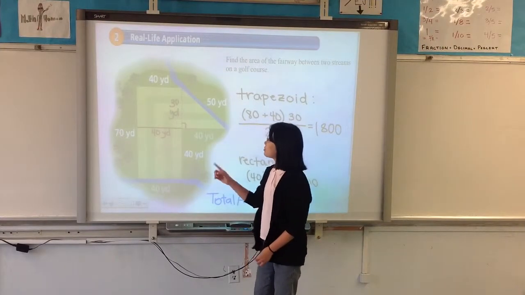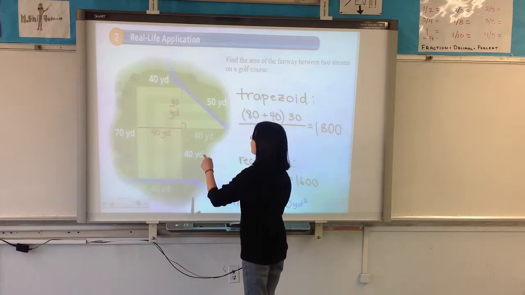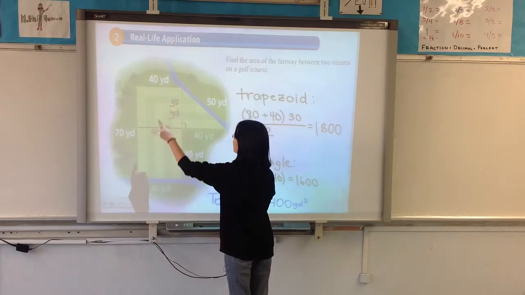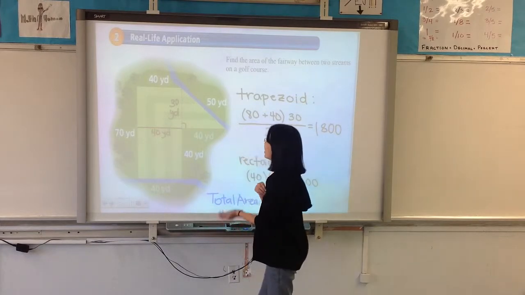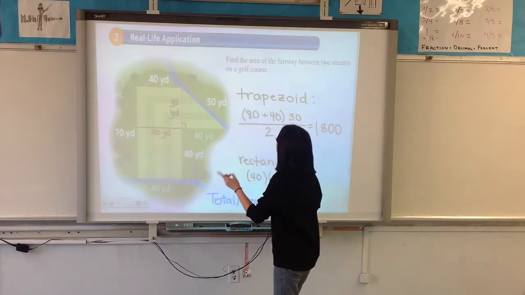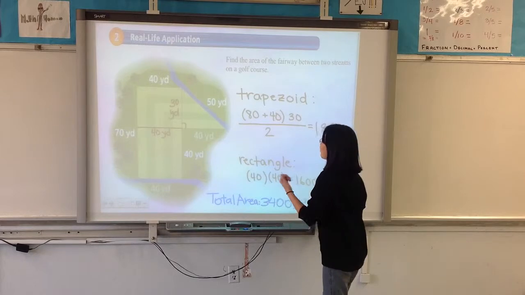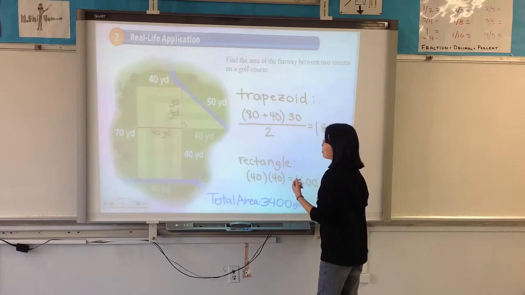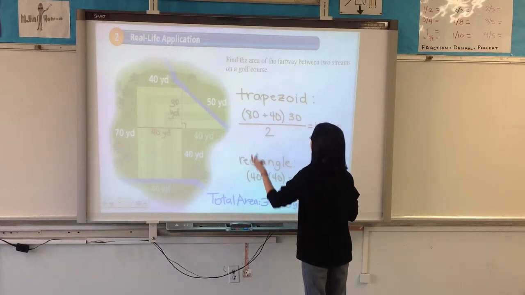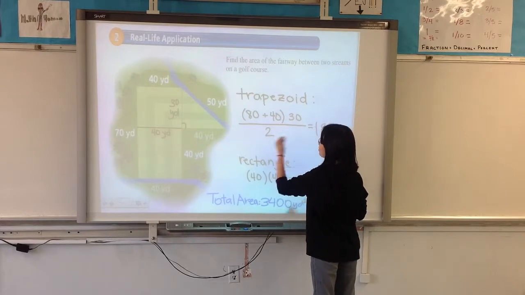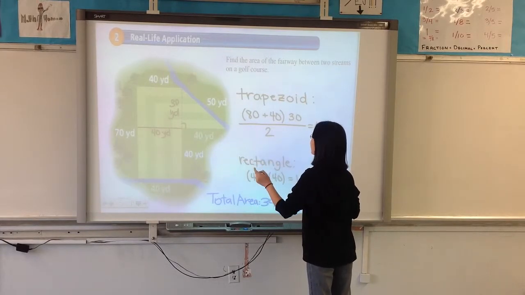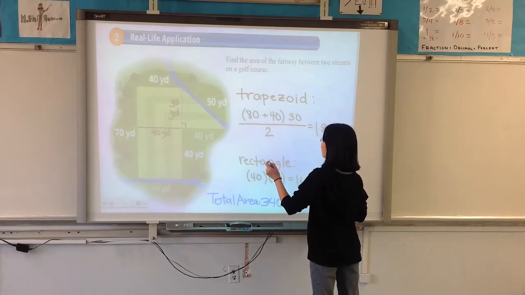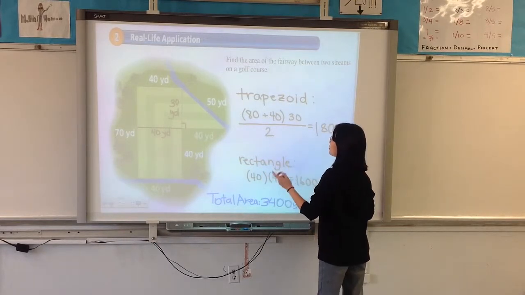Another way that I would solve this problem is by dividing the shape into a large trapezoid and a parallelogram, or as we will call it, a square. And I would solve it in a similar way to the previous way that we did it, which was to find the area of both parts, and then add them together to find the total area.